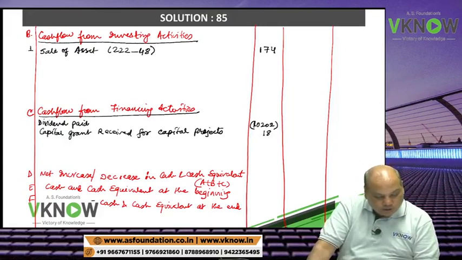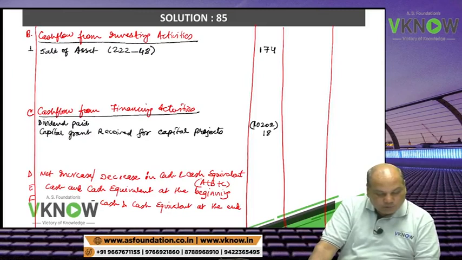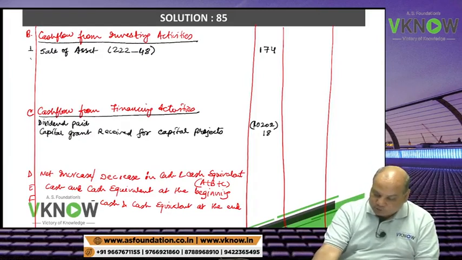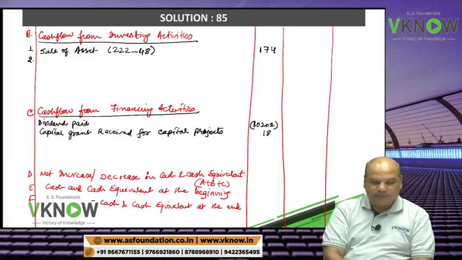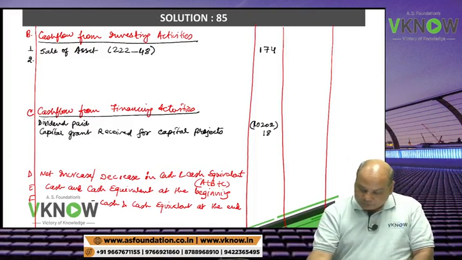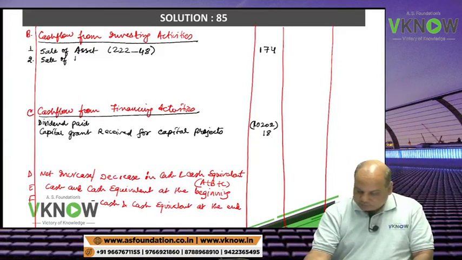Come back to point number 7. Point number 7 is book value of investment sold 33,318 and profit made is 120. So first you will come to cash flow from investing activity. In cash flow from investing activity, we will write sale of investment.